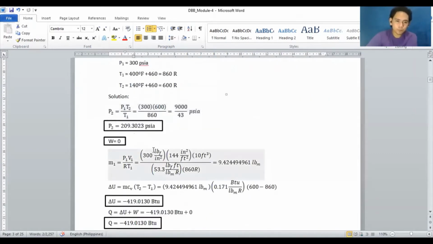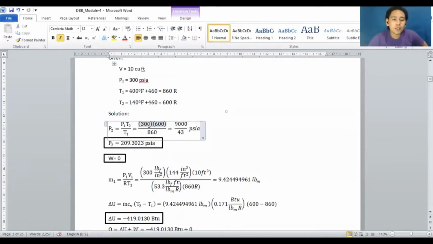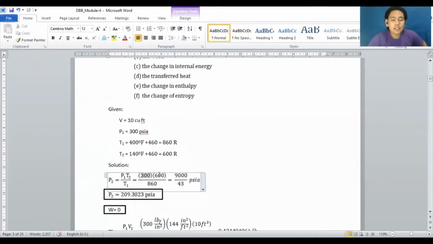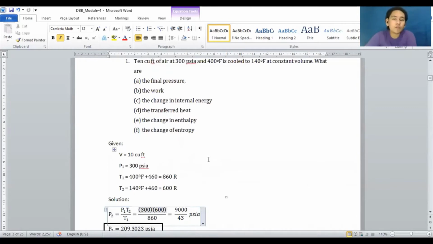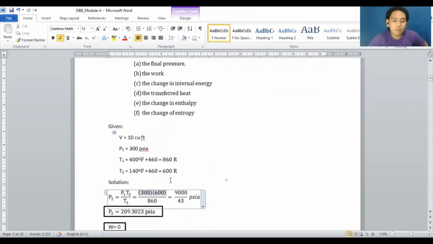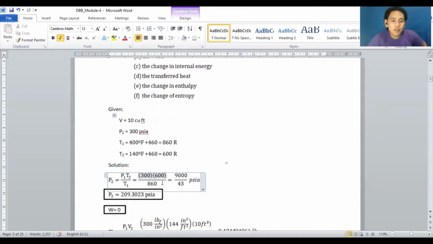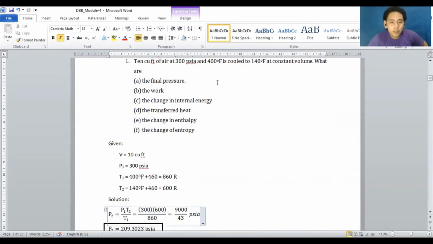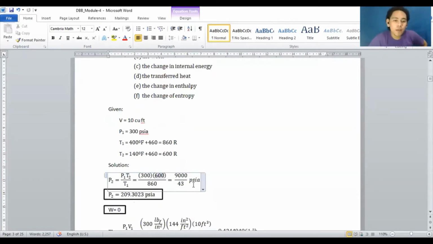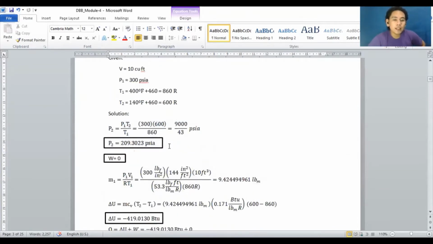Now, what is the final pressure? When we say final pressure, we are finding the value for P2. So P2 is equal to P1 times T2 all over T1. We substitute 300 for P1, multiplied by 600. Since 600 is Rankine, because 140 plus 460 is the conversion from Fahrenheit to degrees Rankine, it is equal to 600 all over 860, which is 400 plus 460. So that is 900 over 43 psia, or simply 209.3023 psia. That is our final pressure.